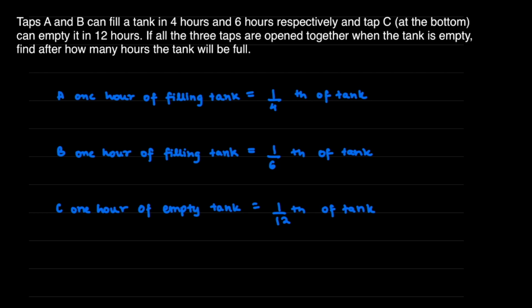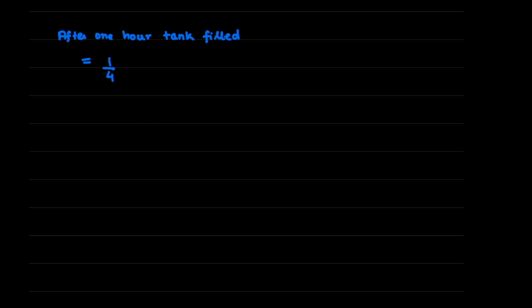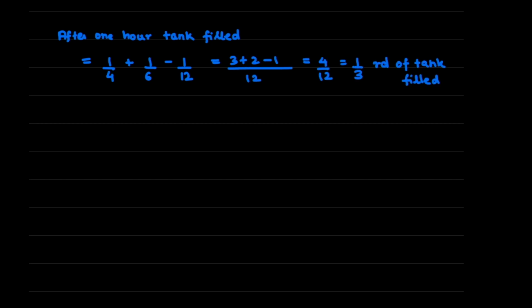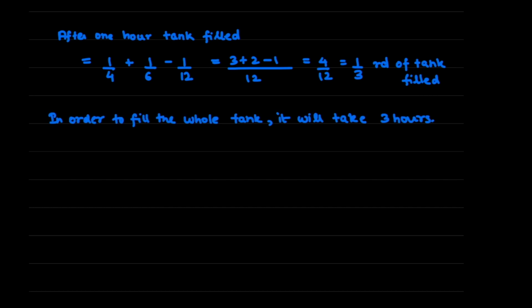So A fills 1/4 of the tank every hour, B fills 1/6 of the tank every hour, and C empties 1/12 of the tank every hour. So let's see what happens at the end of 1 hour. That would be 1/4 of A, 1/6 of B, and we'll minus 1/12 of C because that is emptying the tank. When we calculate this, we get 1/3 of the tank filled every hour. So in order to fill the complete tank, it will take 3 hours as a reciprocal of the 1 hour thing.